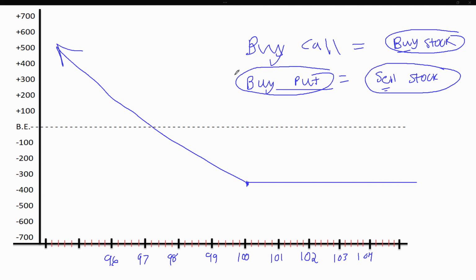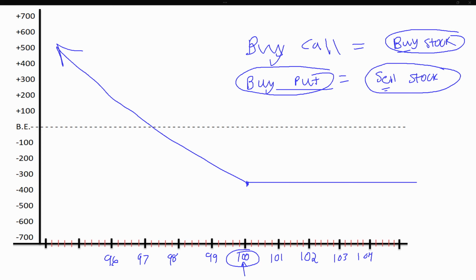And as the stock plummets, your put goes up. Because if the stock goes to 90 and I have the ability to sell for 100, that's a great value. If it goes to 80, that's even better. Stock's down to 80 and I still get to sell it at 100. Stock goes to 70, it's even more valuable. The further the stock goes down, the ability you have to sell high is what creates that value, right?